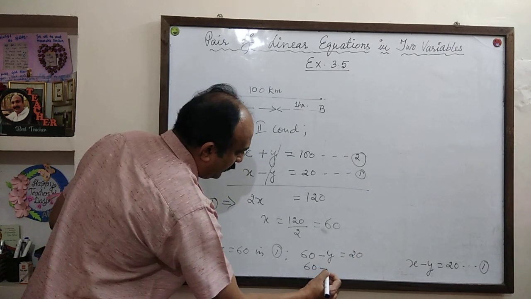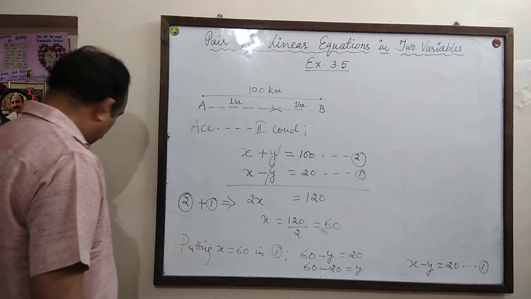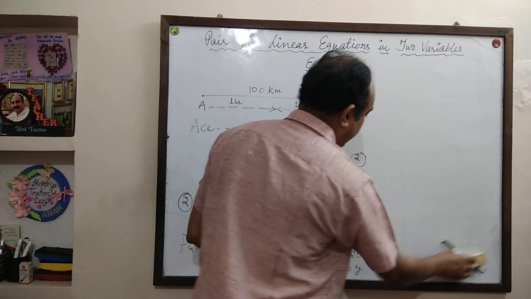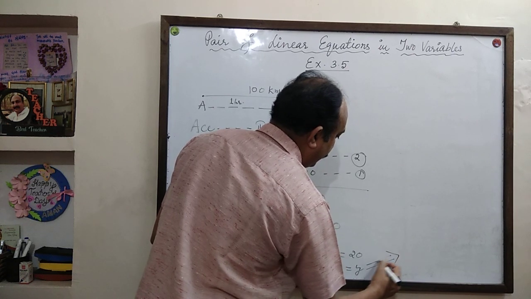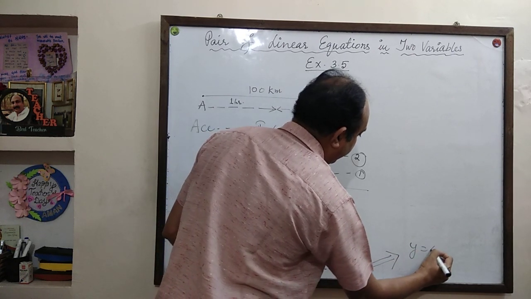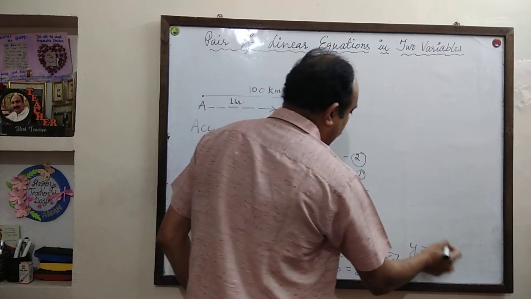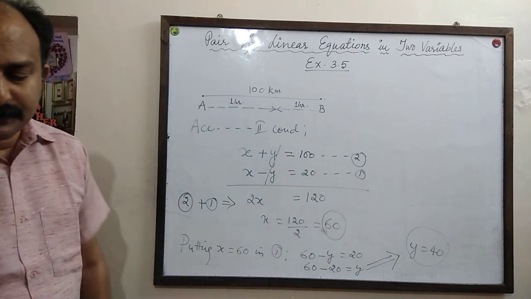Take 20 to this side. 60 minus 20 is equal to Y, or Y is equal to 40. So we got X is equal to 60 and Y is equal to 40.